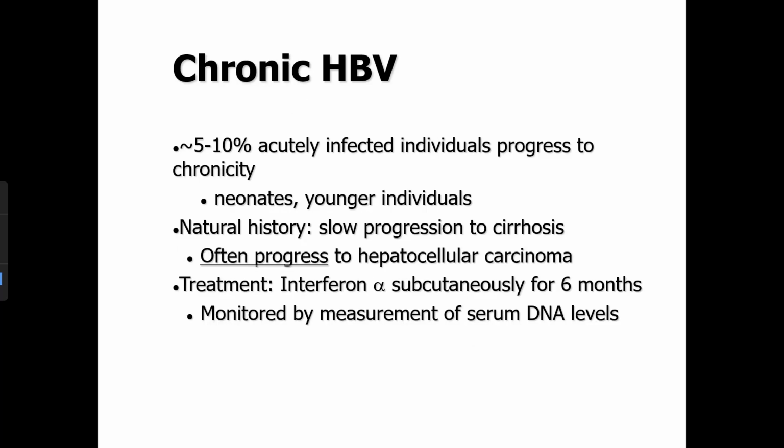About 5 to 10% of acutely infected individuals progress to chronicity. Neonates and younger individuals are more likely. Natural history: slow progression to cirrhosis, often progressing to hepatocellular carcinoma. The treatment is interferon, given subcutaneously for about 6 months, and then it's monitored by the measurement of serum DNA levels.